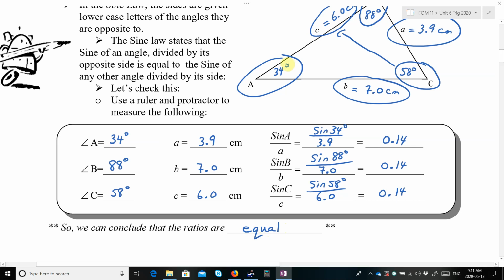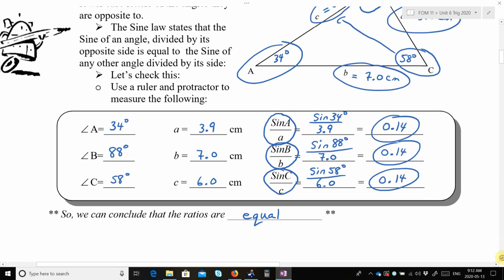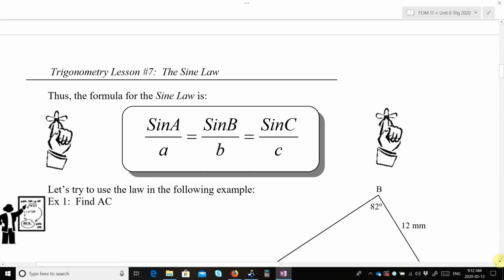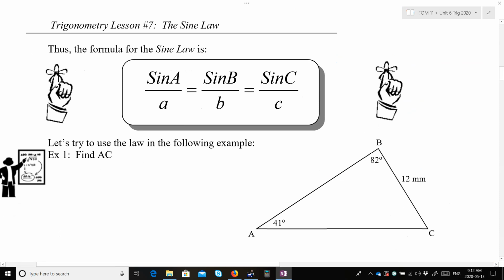Okay, of course there is a nice mathematical way we can prove this theorem properly, but I just wanted to show you that example there. Okay, so since they end up being equal, you can see they're all 0.14. These 3 ratios end up being equal, and that's what the sine law is. Thus, the formula for the sine law is sine A divided by A equals sine B divided by B equals sine C divided by C.